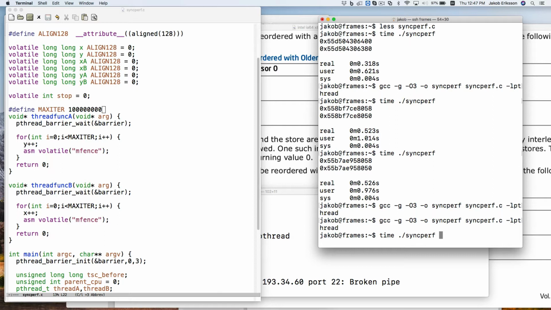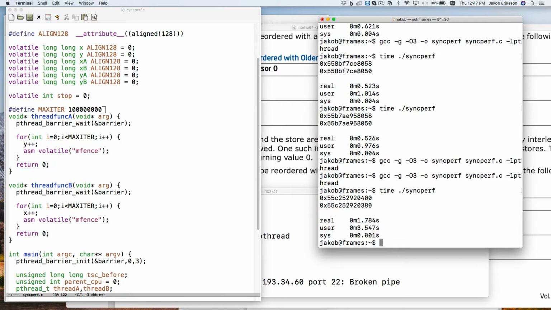Okay, so I guess we would expect some slowdown, but the store buffer really isn't that much of a performance hog here. So let's see what happens. Okay, so we went from 300 milliseconds to about 1.7 seconds. And so what does that mean in terms of cycles? It's 100 million iterations, and I think we have 2.2 billion cycles. So 22 cycles per iteration with the mfence. And without the mfence, it was only a third of that, about 7 cycles.